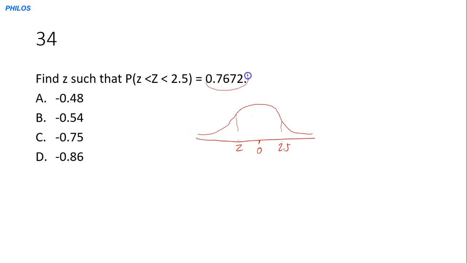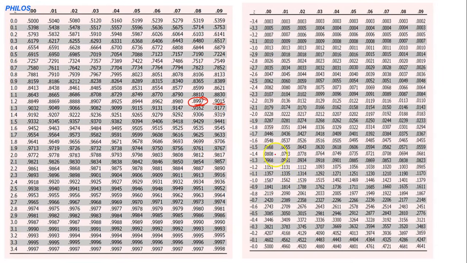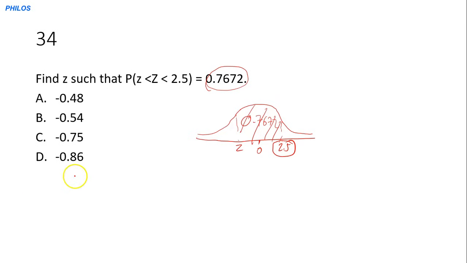The question is saying that this 0.7672 is the area between the second z and 2.5. So if that is the case, let's find the area to the left of 2.5. Okay, so positive 2.5 will be 0.9938. So the area to the left of this is 0.9938.